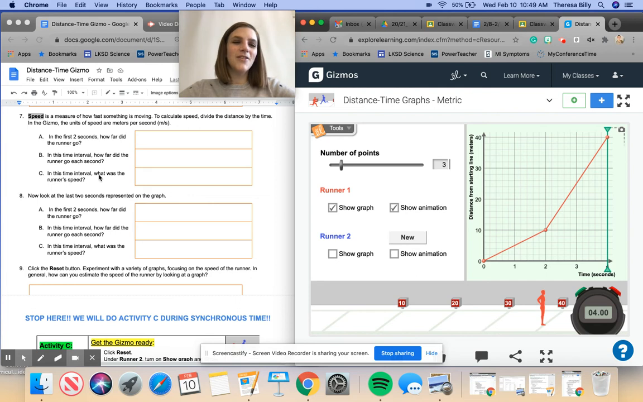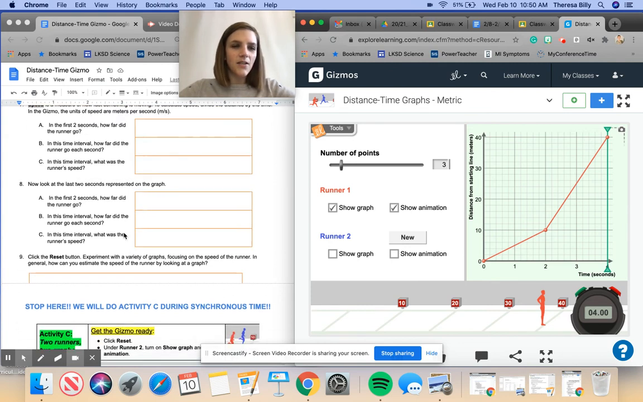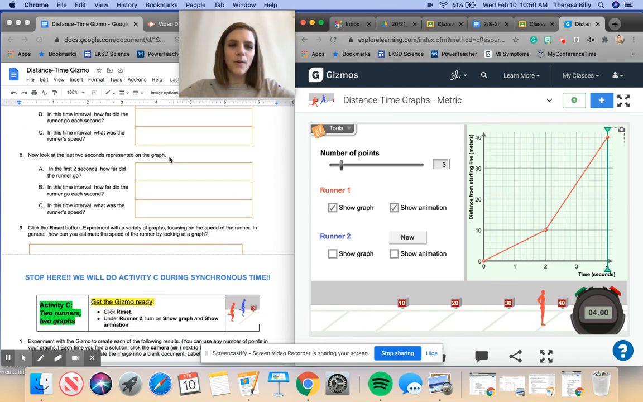So in this time interval, what was the runner's speed? How much distance did they travel in a certain amount of time? You would follow this equation. They traveled 10 meters in 2 seconds. So 10 divided by 2 is 5. So they traveled 5 meters per second. Notice how they write it here: m/s, meters per second.